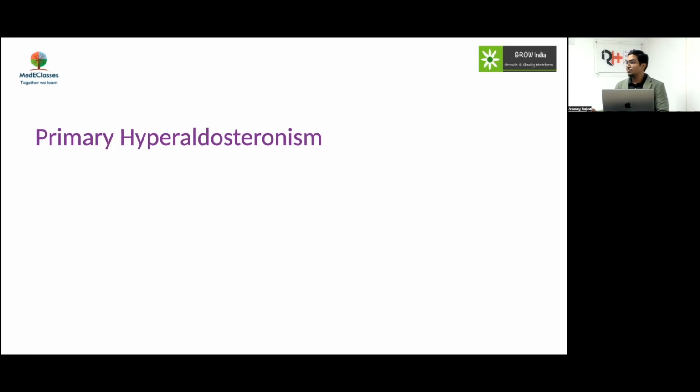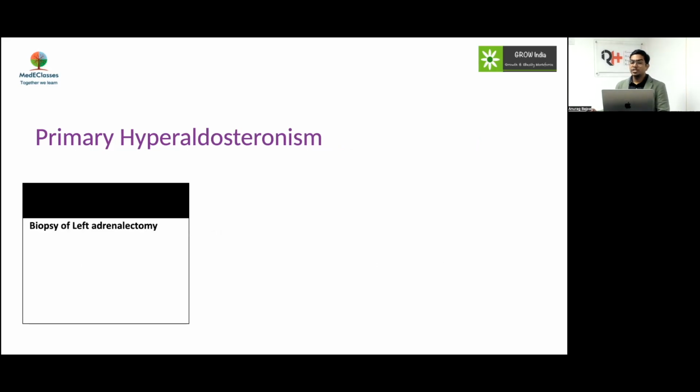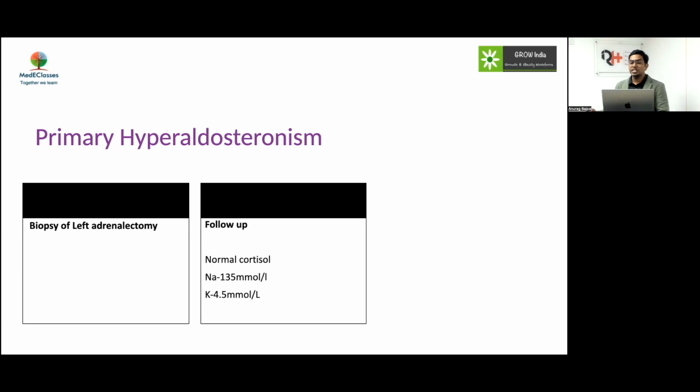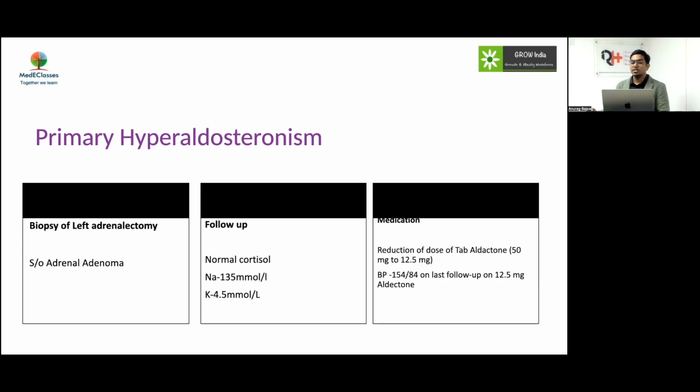So here we advised surgery, and biopsy of the left adrenal showed signs suggestive of adrenal adenoma, which favored our clinical picture. At follow-up, there was a normal cortisol level and normal sodium and potassium levels. After follow-up, medication history was important. Previously, the patient was on 2 to 3 drugs, and the spironolactone dosage was 50 milligrams at the initial level. After the surgery, it became one-fourth, around 12.5 milligrams.